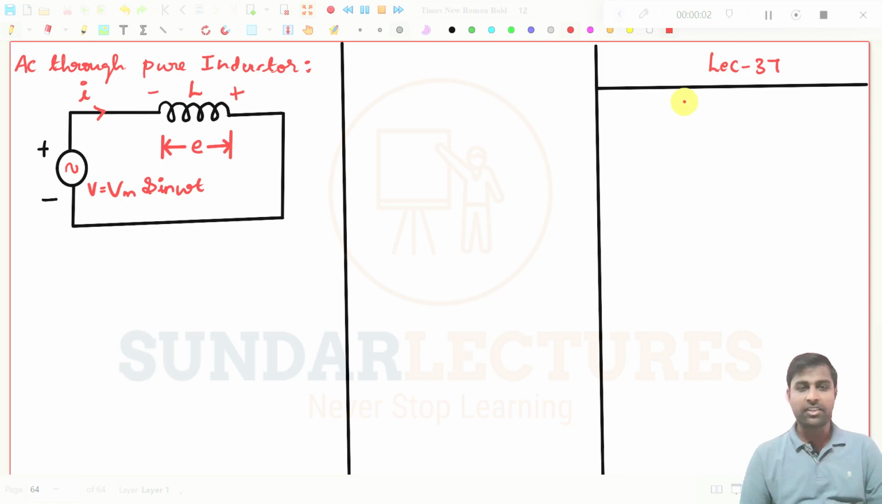Welcome to Sundar's lecture. This is lecture number 37, and in this lecture we are going to see AC through a pure inductor. We are going to give an AC source to the pure inductor and find what the power value is in this circuit.